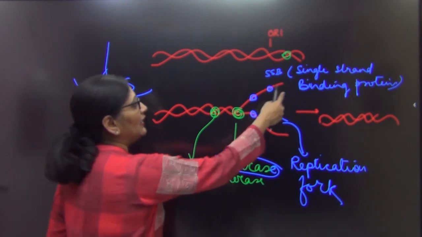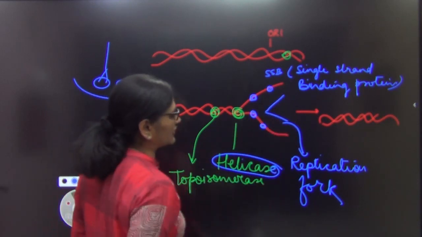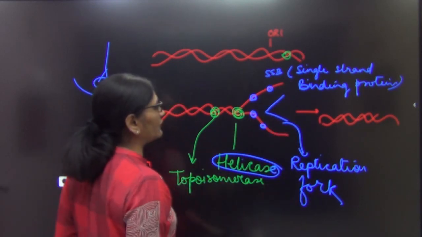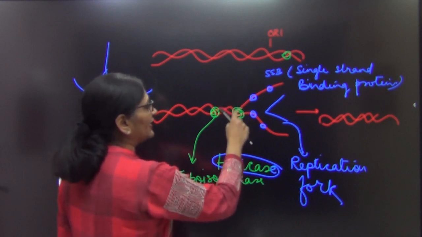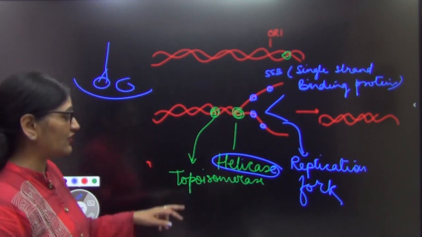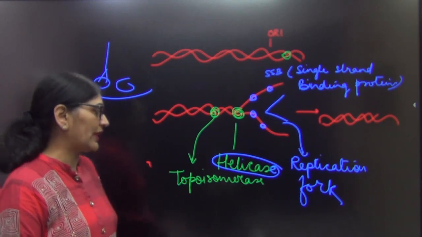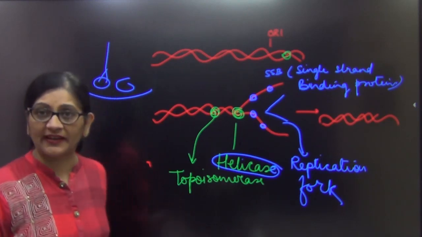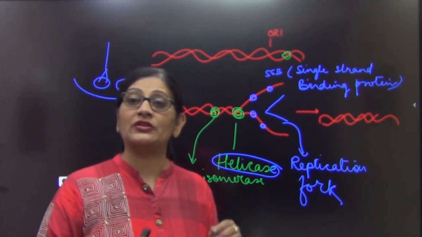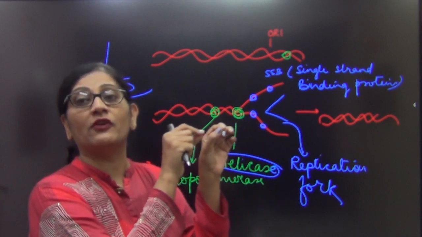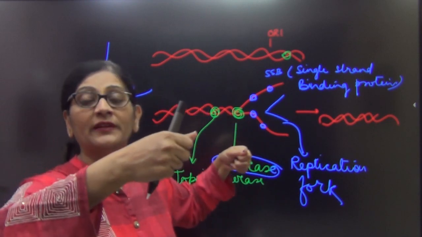Because of the opening, a typical V-shaped structure is formed. This is called as the replication fork, and because of the uncoiling, here a tension is created. This tension is released by another enzyme known as topoisomerase. Right? So with that, the DNA replication has started. We have found out the point from where it will start. We have actually opened the two strands.